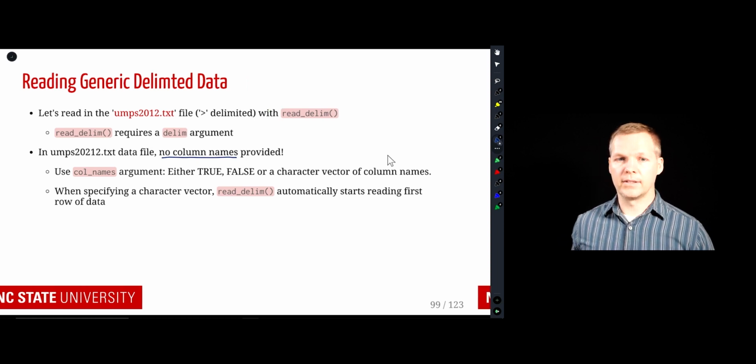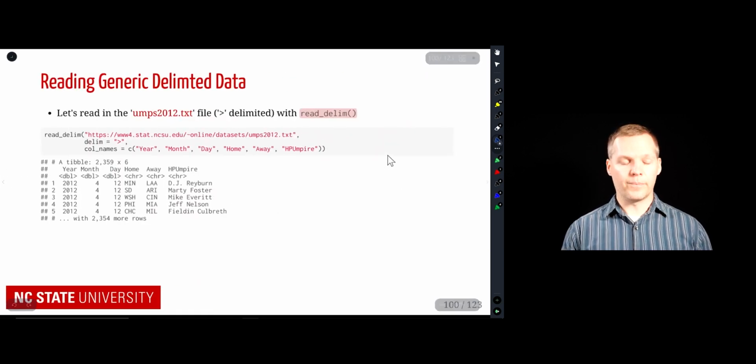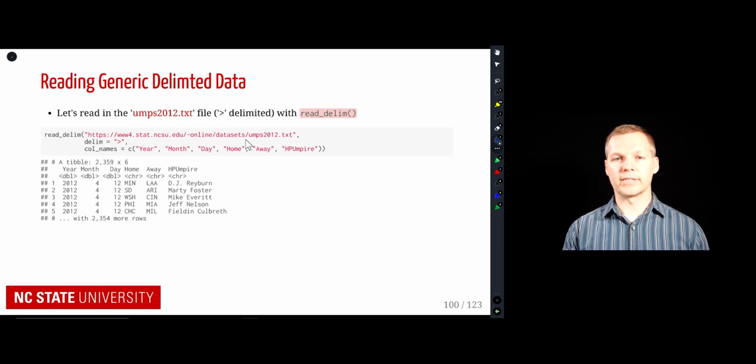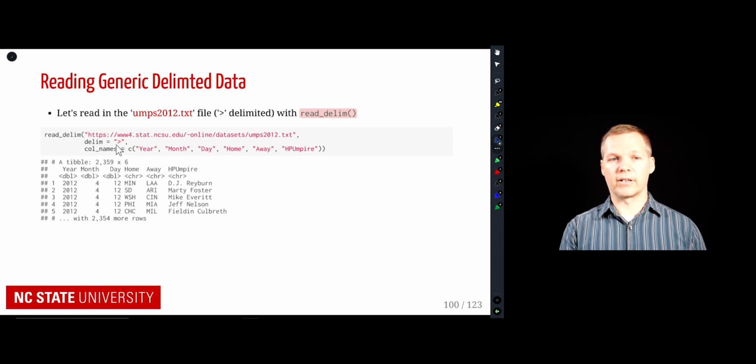All right, let's do it. We're going to use read_delim. We're still going to give it the path to the file. So this exists on this website just like the other ones did. And then I need to specify the delimiter. My next argument is what is the delimiter of this generically delimited data file. It's a greater than sign, so I'll put that in quotes.